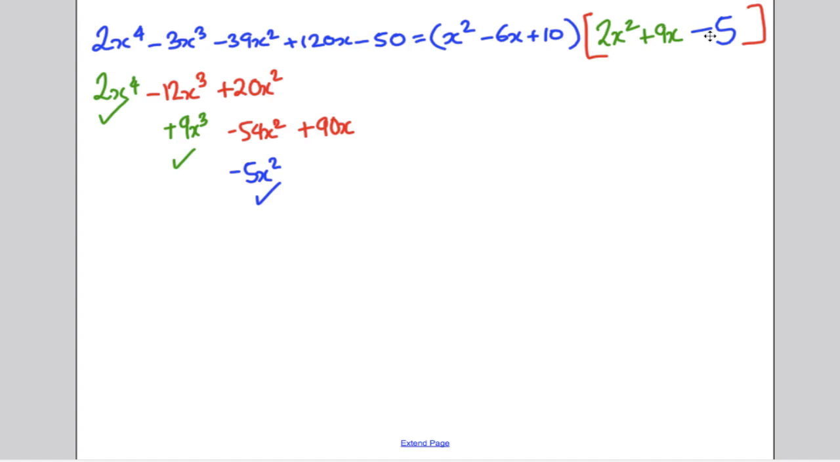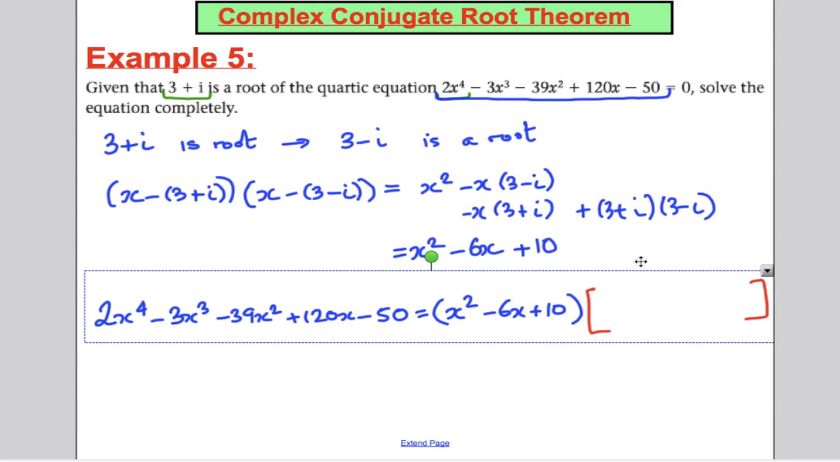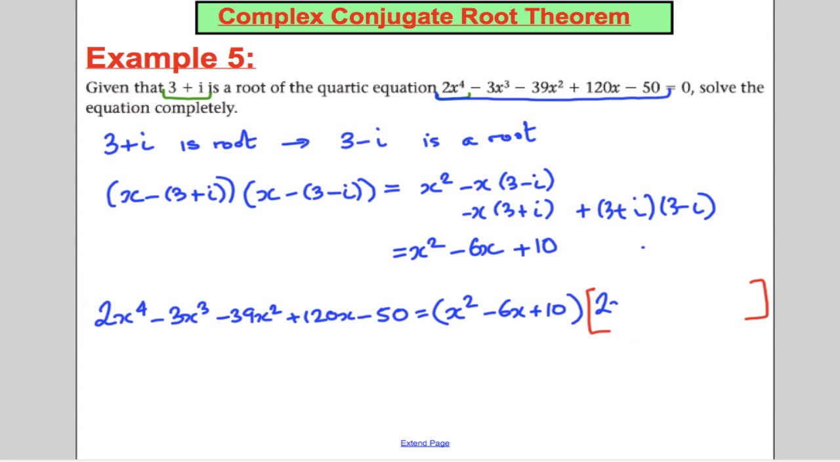It also creates for me a plus 30x. That's what I wanted, because the 90 and the 30 give me the 120 I'm after. And it creates for me a negative 50 as well. And that shows I've done it right. I have now factorized these totally correctly. So, what went in the other bracket from this working? 2x squared plus 9x minus 5. So in this other bracket must go 2x squared plus 9x minus 5.